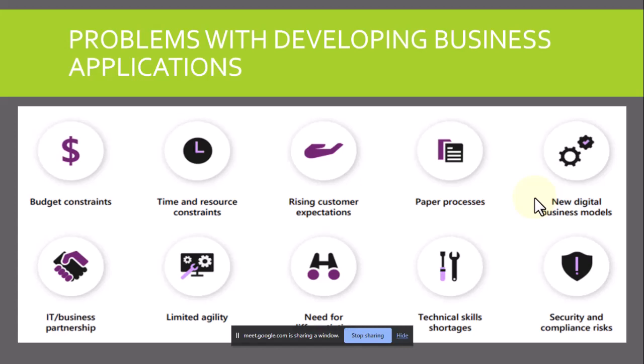We have time and resource constraints. We have rising customer expectations, because in some cases, after building the application, you notice it's not meeting the customer's need, and it has to undergo a series of rapid changes again. All these, and paper processes, new digital models, because if you built your app 5 years ago, you have to update it on a regular basis. IT and business partnership, that is whereby you have different connectors from different APIs working together to make sure that your app stays up to date.